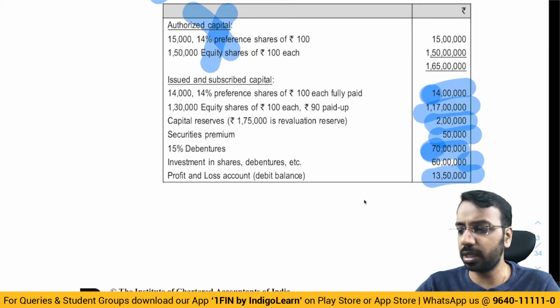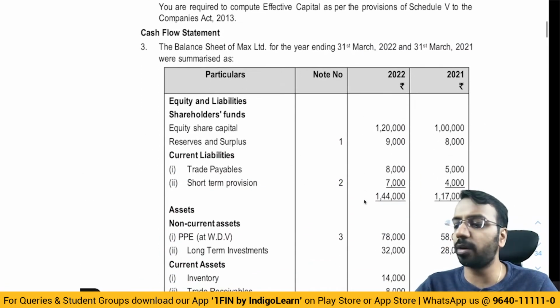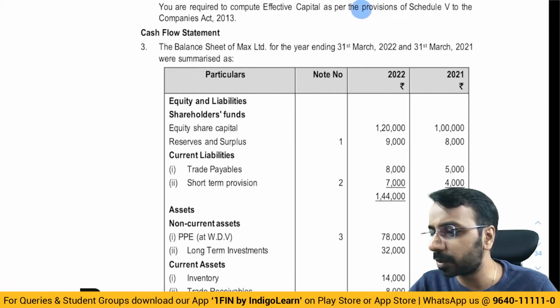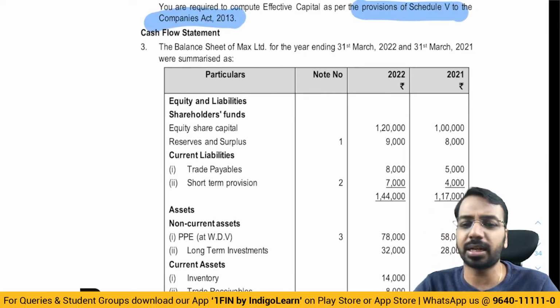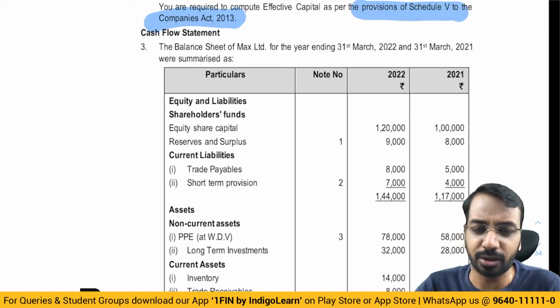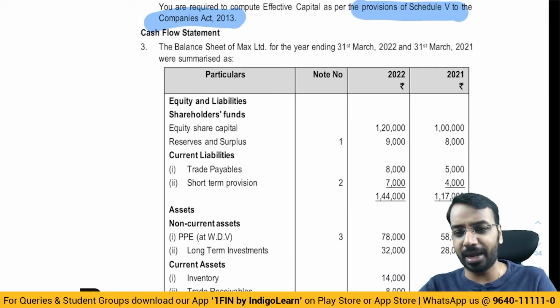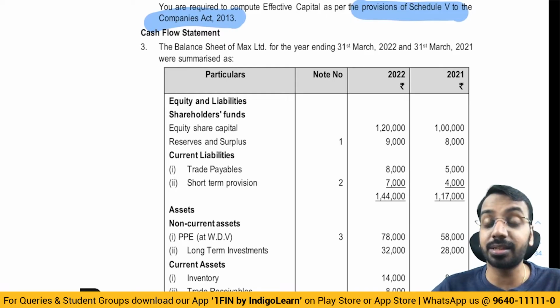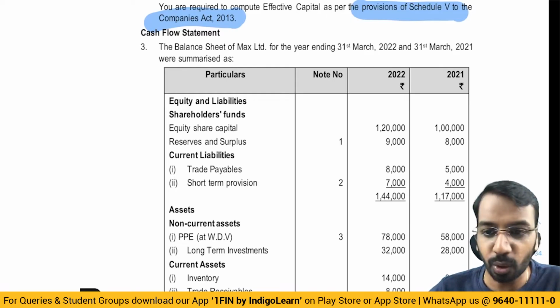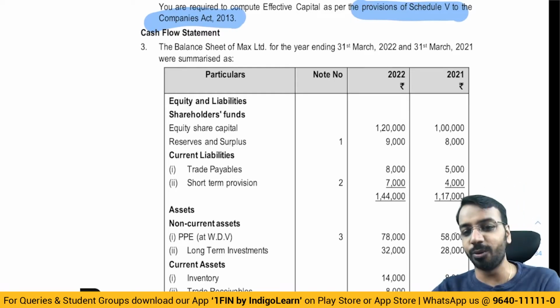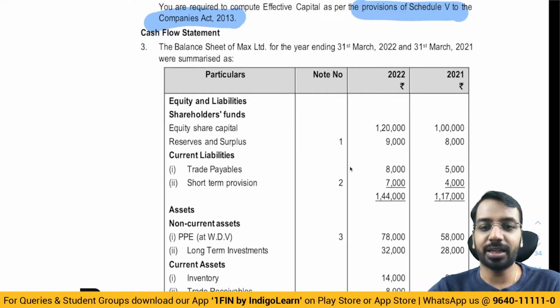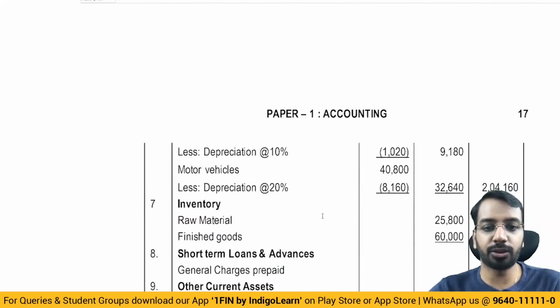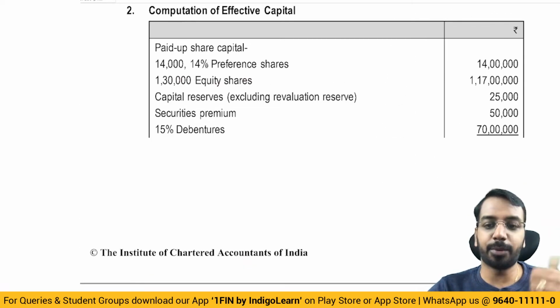Now the question, what is the question? You are required to compute effective capital as per the provisions of Schedule 5 to the Companies Act. A very straightforward question. You just need to take up the capital items and reduce those items which are to be deducted. Please remember, this is a non-investment company, so investments should also be reduced to derive the effective capital, right?